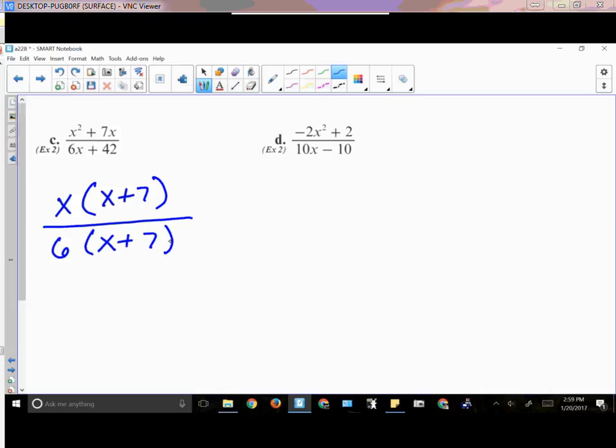So now that I've got that, I've got x and my x plus 7, 6 and x plus 7. Can I cancel this one here with that one down there? Yeah, same thing on top, same thing in the bottom, as long as it's multiplication. And my answer for this one turns out to be x over 6.